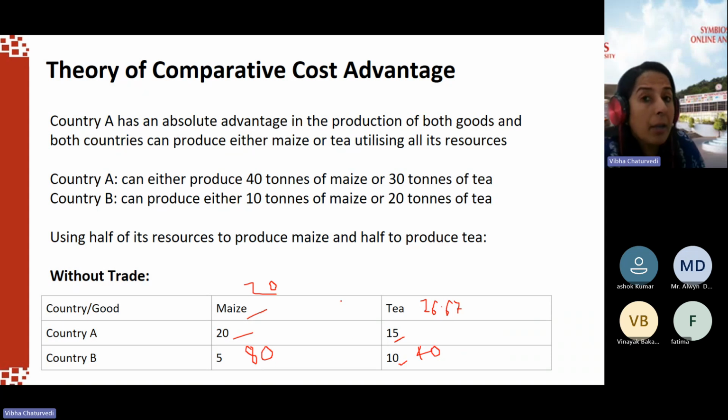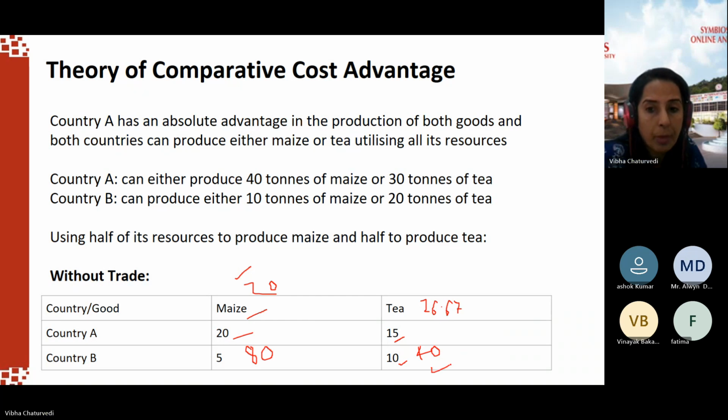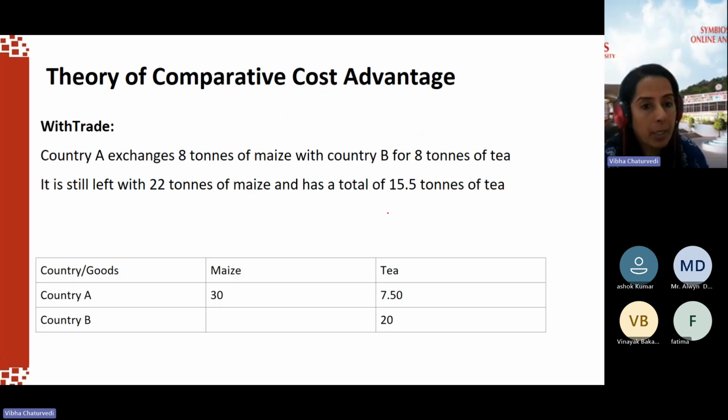Now, if I were to compare this per unit cost, then there is a comparative advantage that country A has in the production of maize and country B has in the production of tea, right? Comparatively, country A is better off producing maize, and country B is better off producing tea. Now, with trade, what happens? So what are the two countries doing?